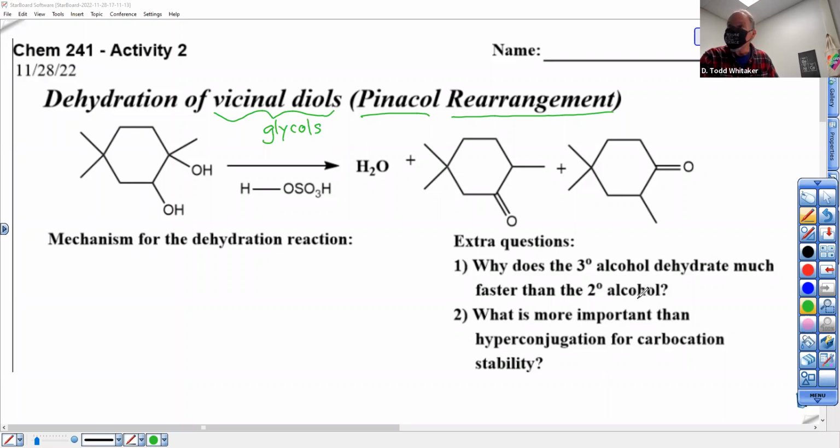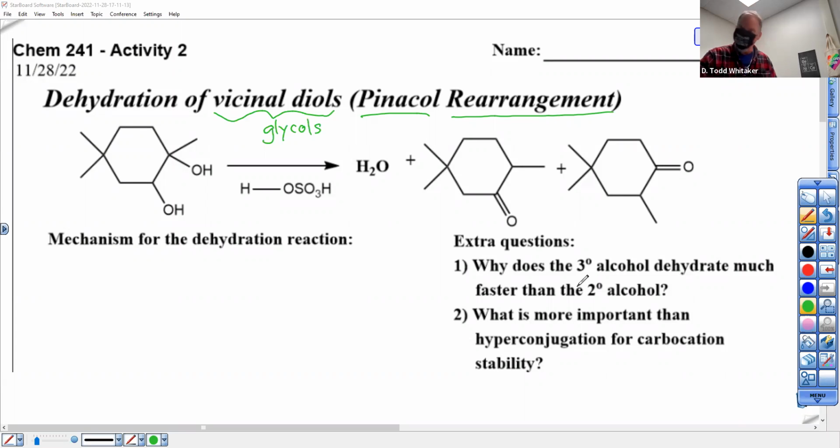You're comparing what happens to the tertiary alcohol, which we just talked about. What does it become if you protonate it and then the leaving group leaves? Carbocation. Please answer the question now. Why does the tertiary alcohol dehydrate much faster than a secondary alcohol? Because it will make a more substituted carbocation, which is more stable, which is easier to make.